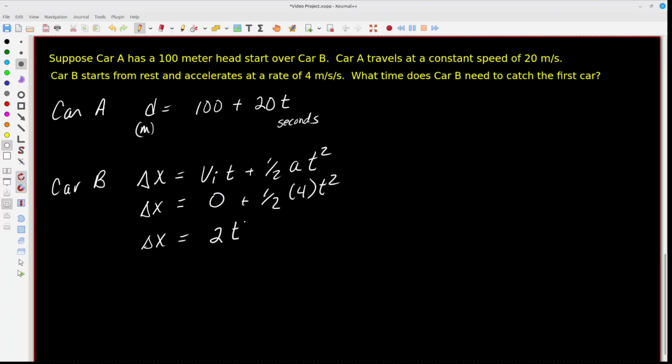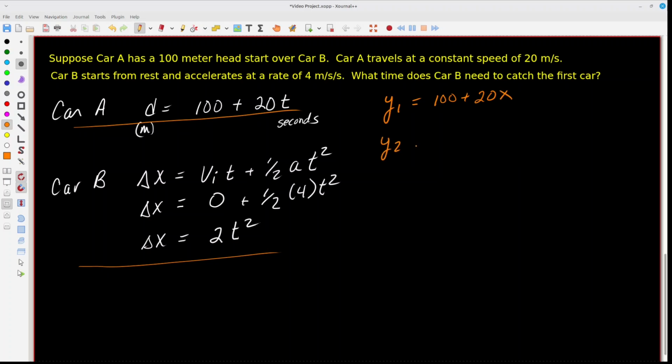2t squared. So here we have two equations now that we can use, for car A and car B. So we'll say then that y1 equals 100 plus 20x, and we'll say y2 is going to equal 2x squared. So let's put those in our calculator.